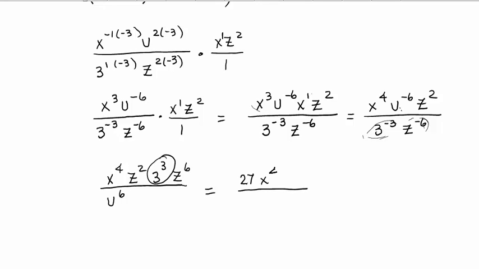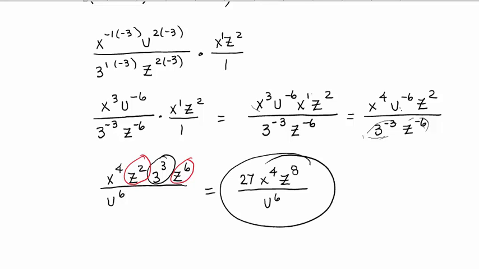That all stays up in the numerator. And I have an x to the fourth, and I can combine I have a z squared, z to the 6th, so that's going to give me z to the 2 plus 6, or z to the 8th, and I'm left with u to the 6 in the denominator. So that's my final answer.